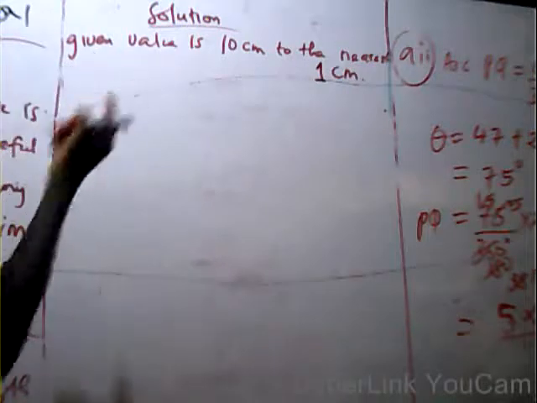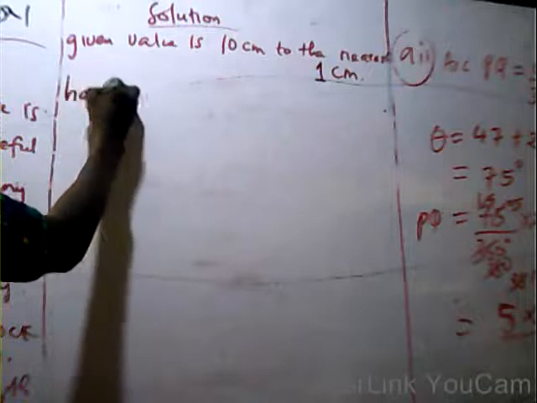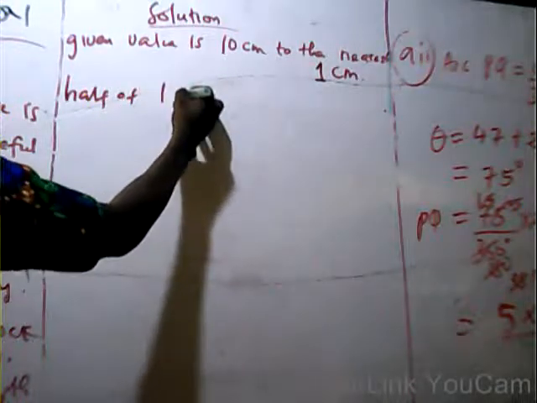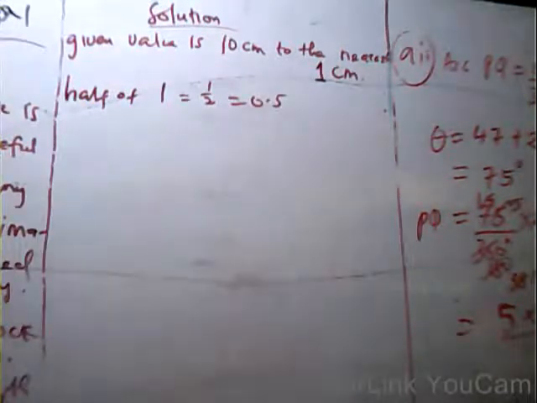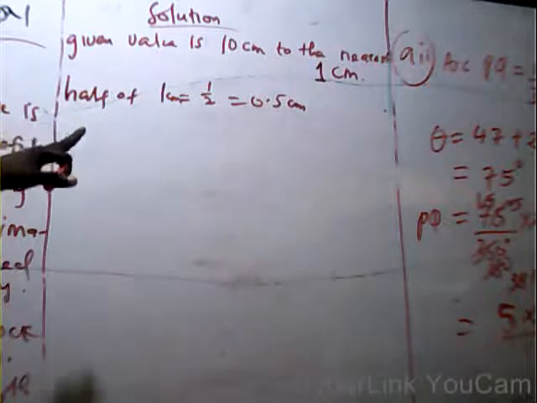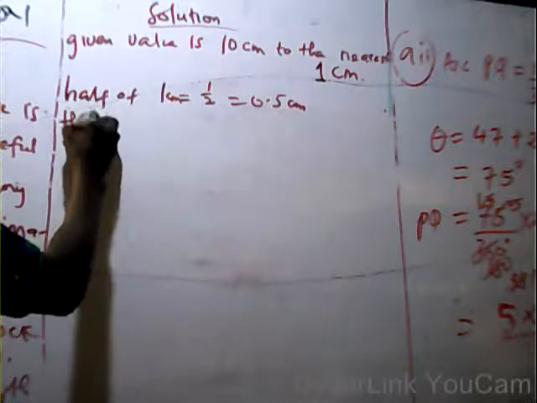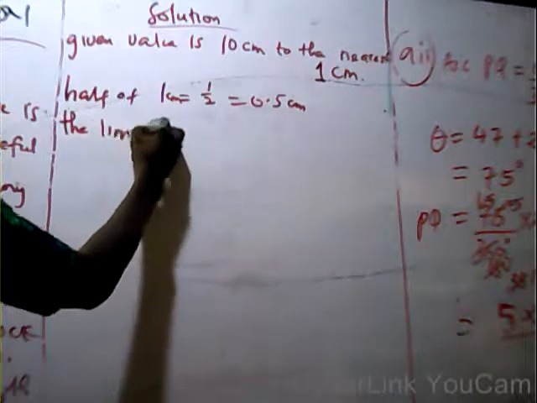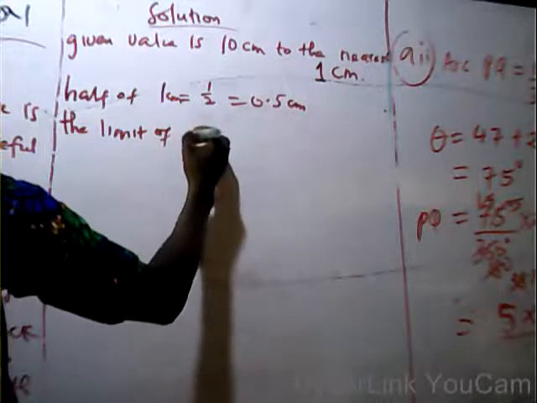So you know the half of that 1 is 0.5. Half of 1 is 1 over 2, which is 0.5. Are you getting me now? So half of that 1 centimeter, if you subtract that, the limit of accuracy of that 10 centimeter should be what?